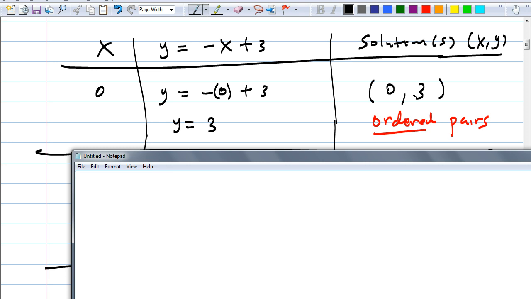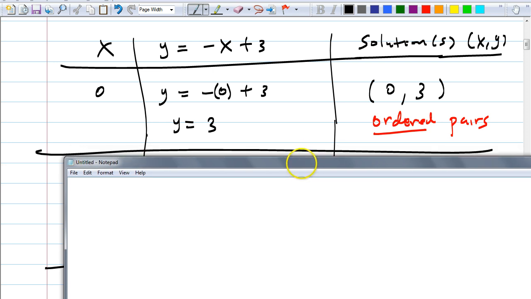So there's our first ordered pair, (0, 3). Now, what's the easiest number other than 0 to plug in? One. Yeah, 1. Everybody go ahead and plug in 1, see what you get.